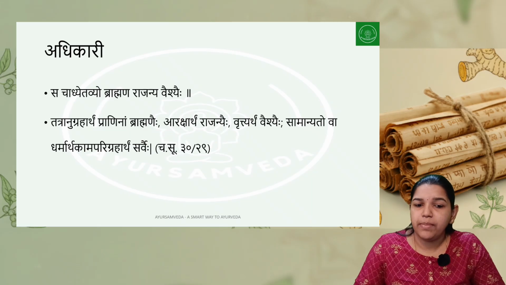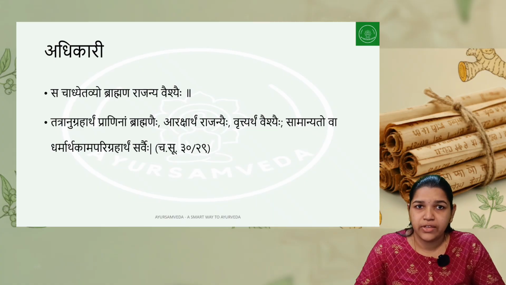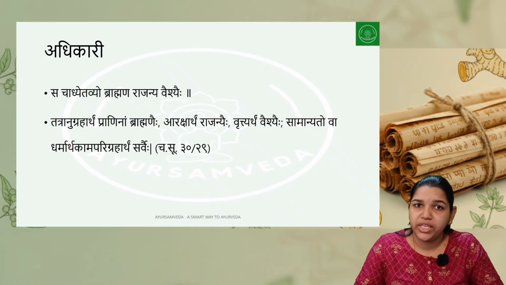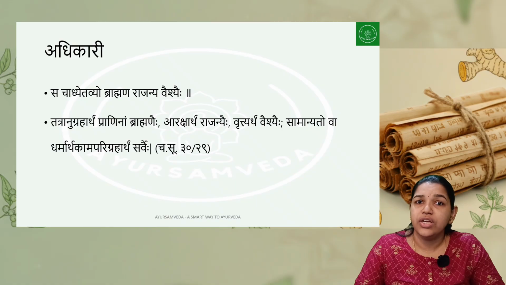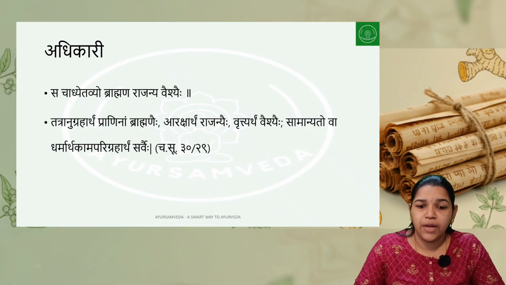Sa cha adhyetavyo brahmana rajanya vaishyehi. In the context of the details of Ayurveda, it has been mentioned who has to study this Ayurvedic science and what the reason for studying is for each person, in Charaka Samhita Sutrasthana 30th chapter. They have explained that Brahmana, Raja and Vaishyas have to study Ayurveda. Tatra anugrahartham praninam brahmanehi. The Brahmana has to study Ayurveda in order to teach everyone, or in order to propagate the science.